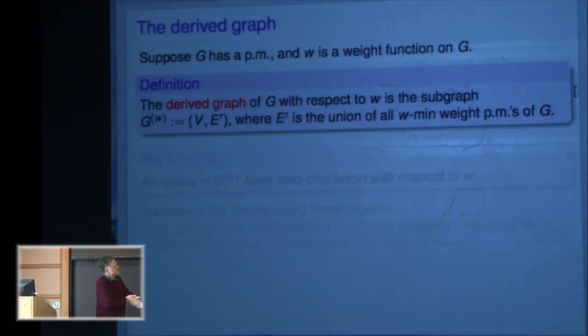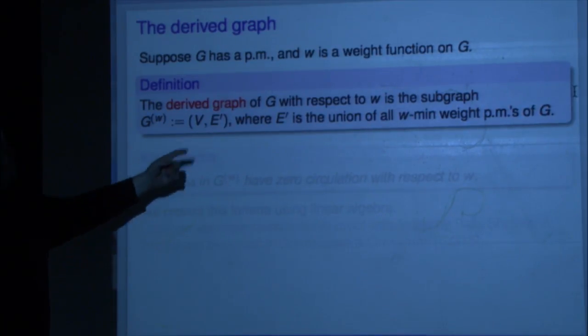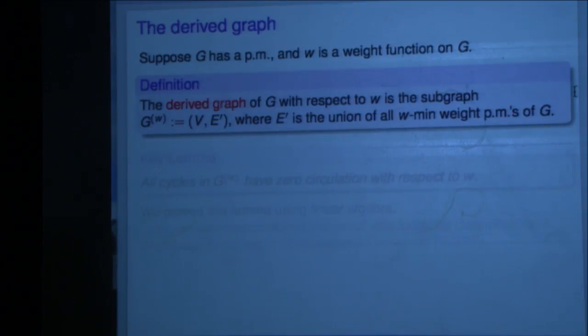So the derived graph of G with respect to W is the spanning subgraph of G, and I'm using this notation, G of W. This is not in my paper. Here E prime is just the union of all the minimum weight perfect matchings of G. So you look at G, it's got at least one perfect matching, so it's got a minimum weight one. There might be more than one, which of course is bad. But you take the union of all of them. So you take the edges that participate in some minimum weight perfect matching with respect to W.